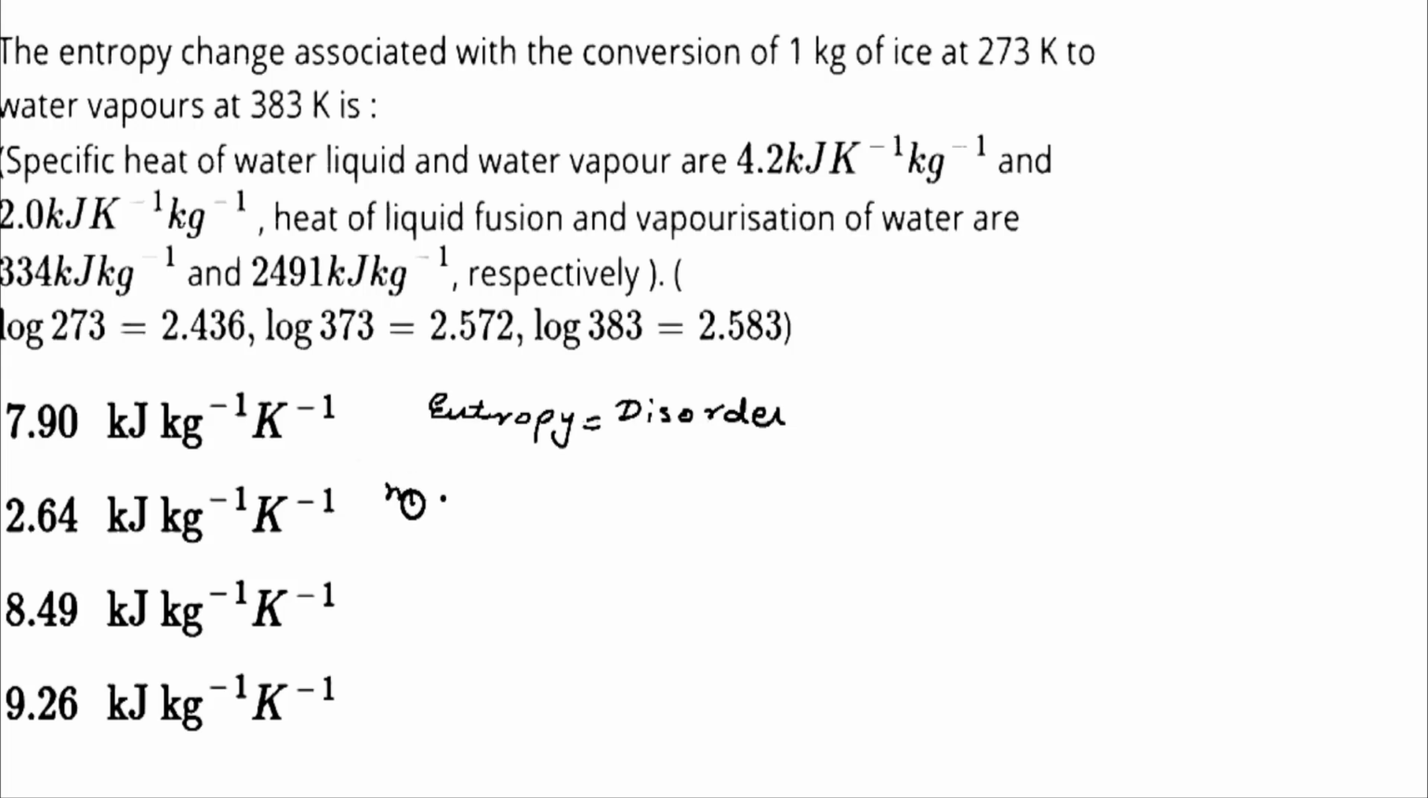The mass of the ice, which can be indicated as small m, has been given as 1 kilogram. Then the temperatures have also been given. The final temperature, which can be written as Tf, has been given as 383 Kelvin, and Ti, that's the initial temperature, has been given as 273 Kelvin. Now, these are final and initial temperatures, no doubt about it.